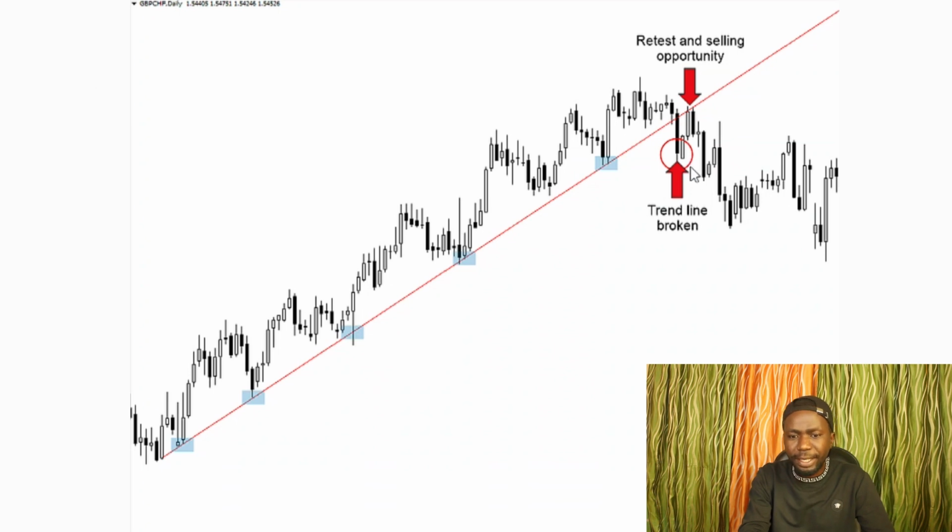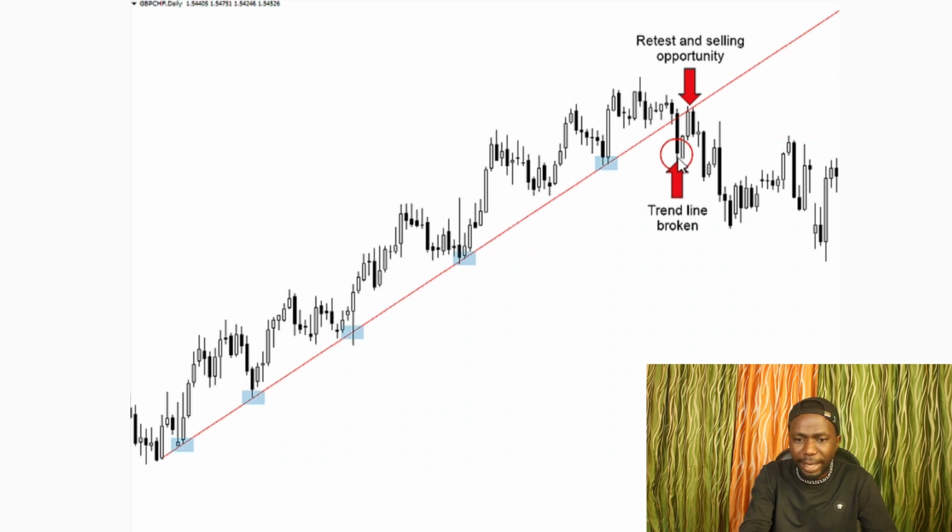So what you should do is, as the price breaks below, you place a sell trade immediately and then place a pending sell order at the trend line, so that in case price breaks below and then comes back to test the trend line, it can still trigger your entry. So it means that you're able to catch this and you're able to catch this. The reason why you're placing a sell trade at the breakout is in case price does not come back to retest the trend line, you know that you are still in the trade.